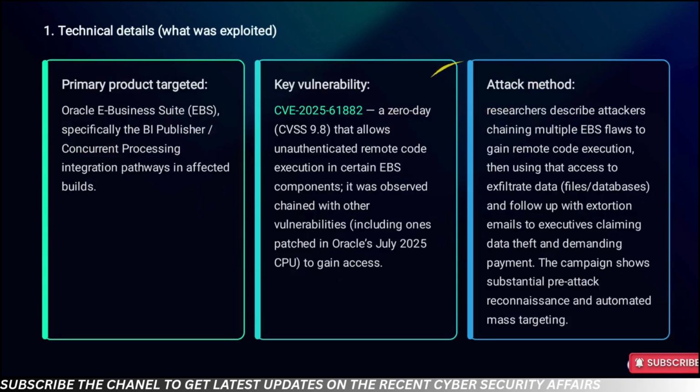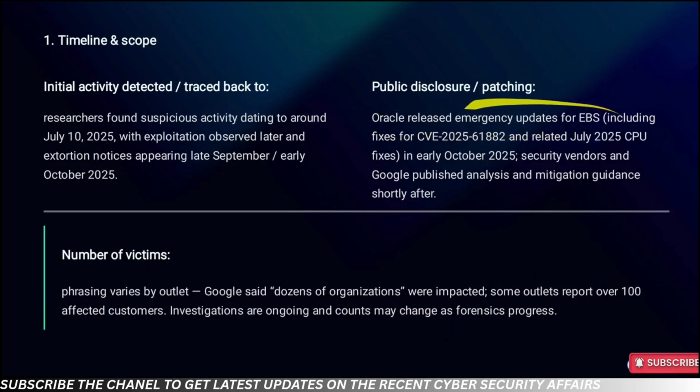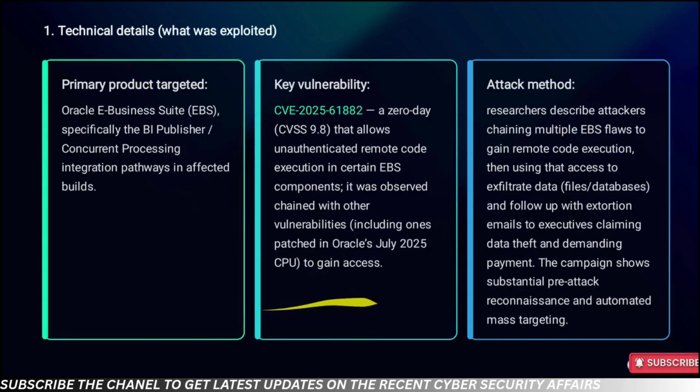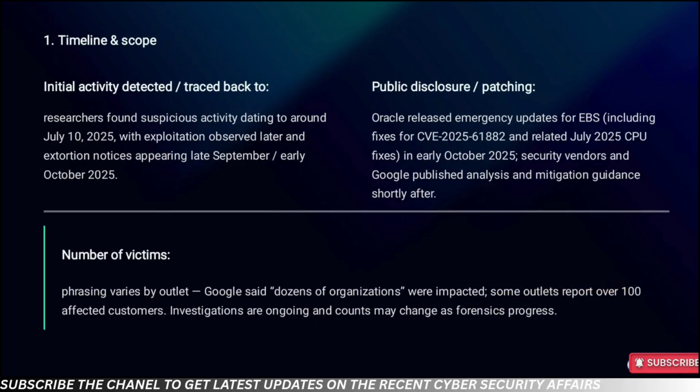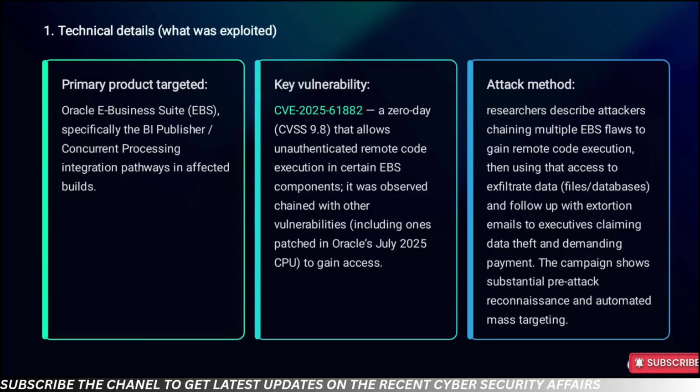On public disclosure and patching, Oracle released an emergency update for EBS, including the fix for the vulnerabilities, building on the July 2025 CPU fix, in early October 2025. Security vendors and Google published analysis and mitigation guidelines. On the number of victims, figures vary by outlet. Google says dozens of organizations were impacted, while some outlets report over 100 affected customers. Investigations are ongoing and forensic processes are still in progress.